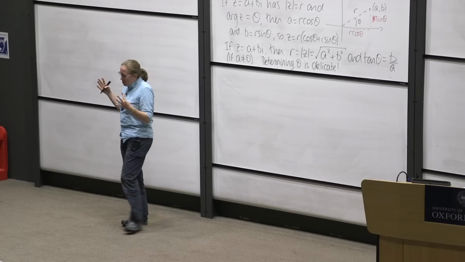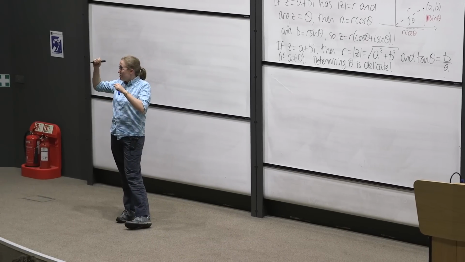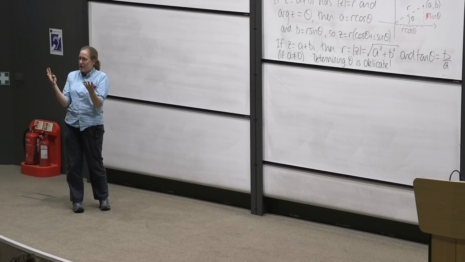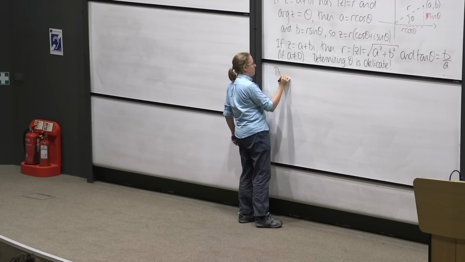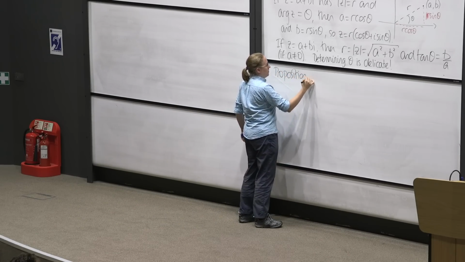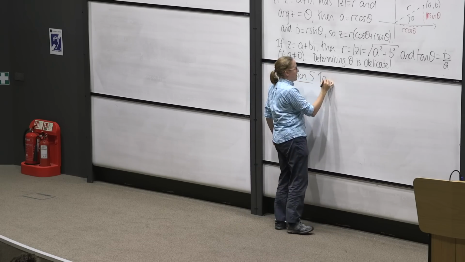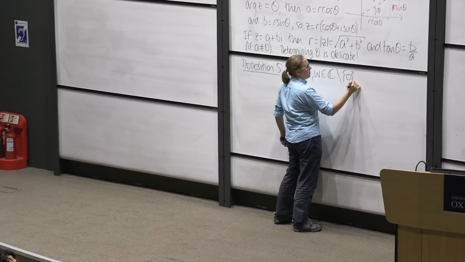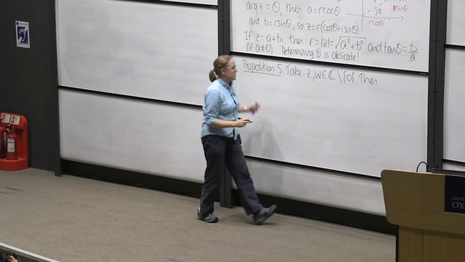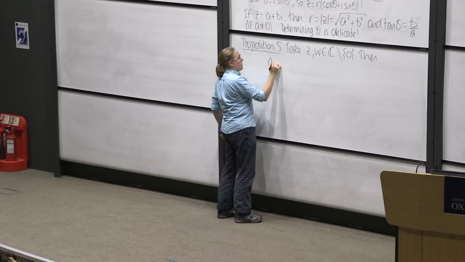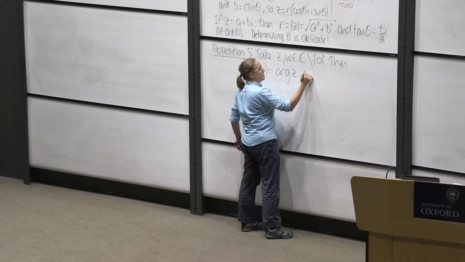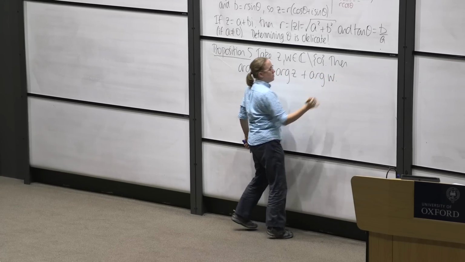So I want to know what happens when we multiply. We saw that we could interpret addition of complex numbers geometrically with that vector addition parallelogram diagram. What happens with multiplication? Well, we know what happens to the modulus when we multiply. That behaves nicely. What happens with the argument? So this is proposition 5. And this says take z and w in the complex numbers but not 0, so remember the argument of 0 isn't defined, so I want to ignore that. The argument of z times w is equal to the argument of z plus the argument of w.